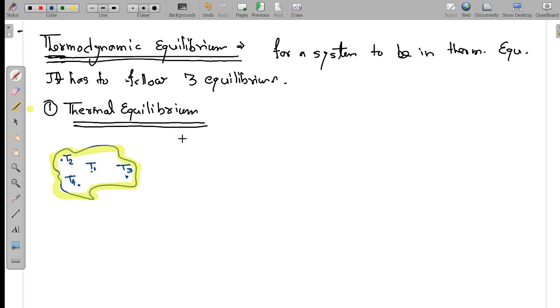We know that if there is a temperature difference, it leads to heat transfer. So what will happen if temperature T1 is different from temperature T2? There will be a heat transfer within the system itself. That means the system is not in equilibrium; there is a process going on inside the system itself. So the thermal equilibrium condition is that the temperature inside the system at every point should be equal.